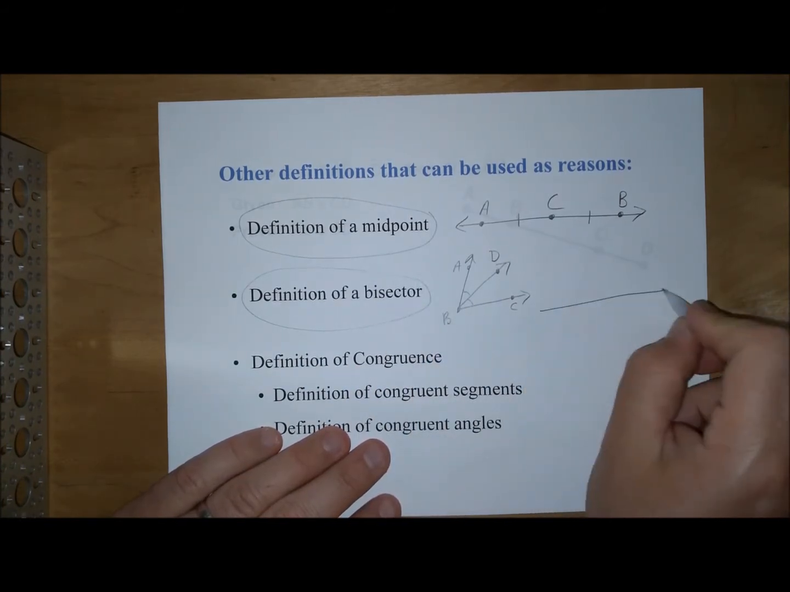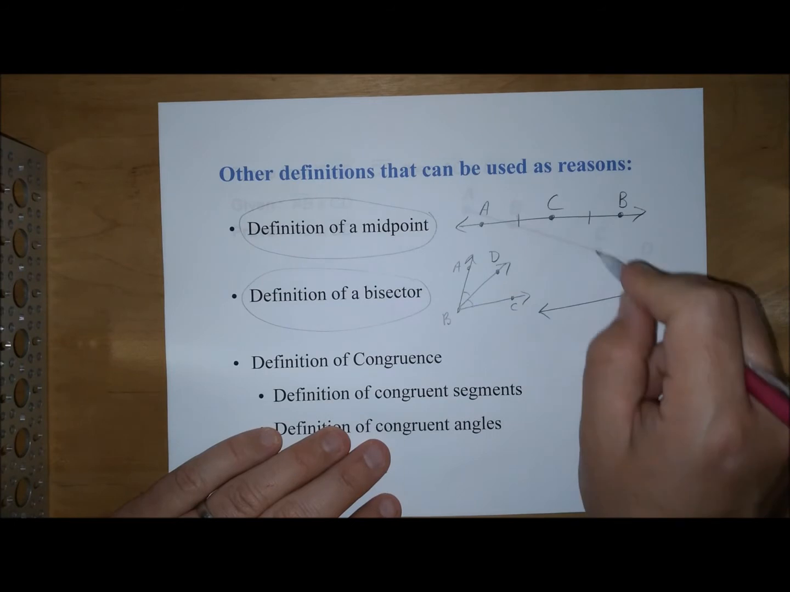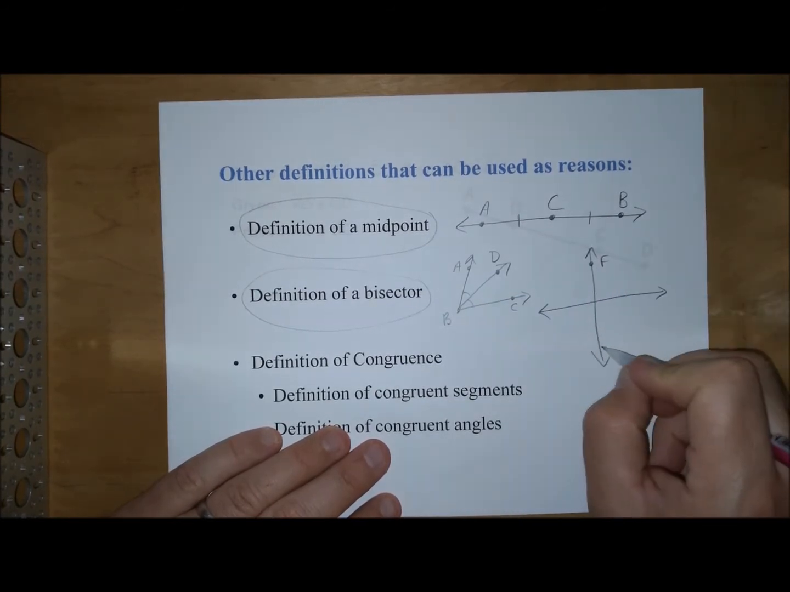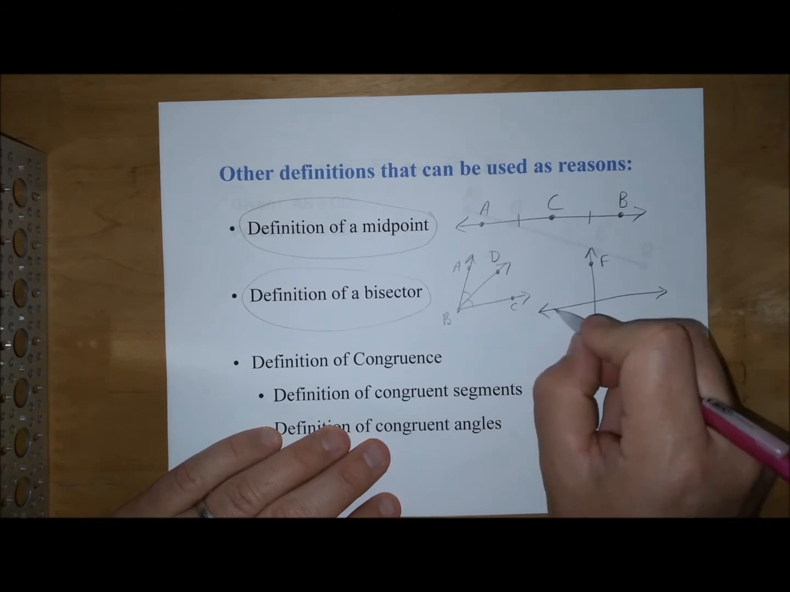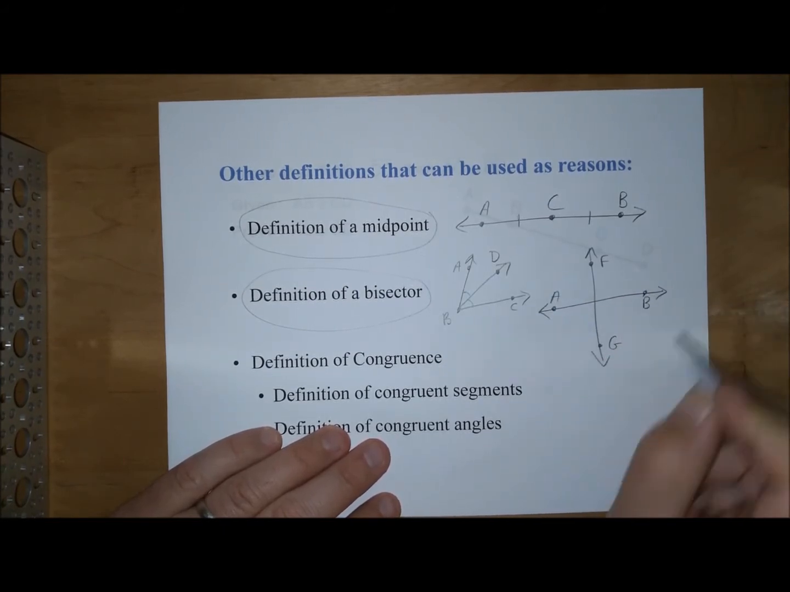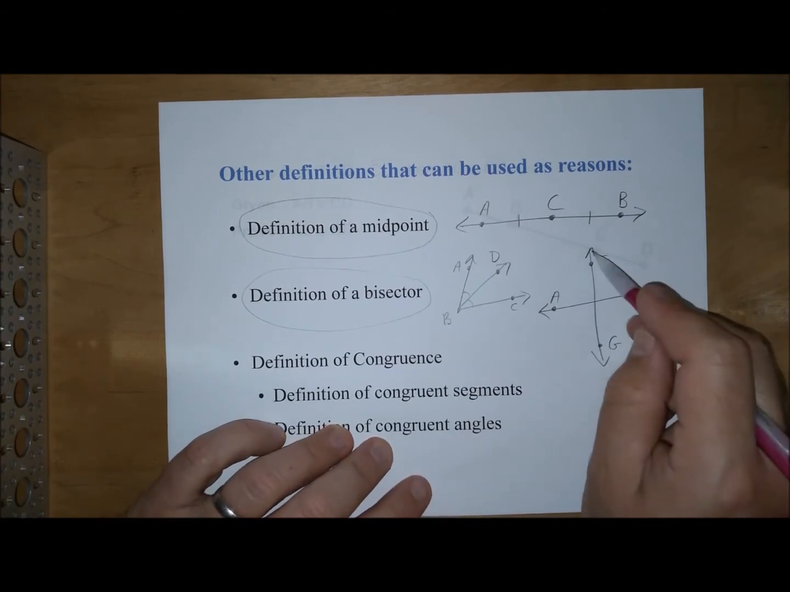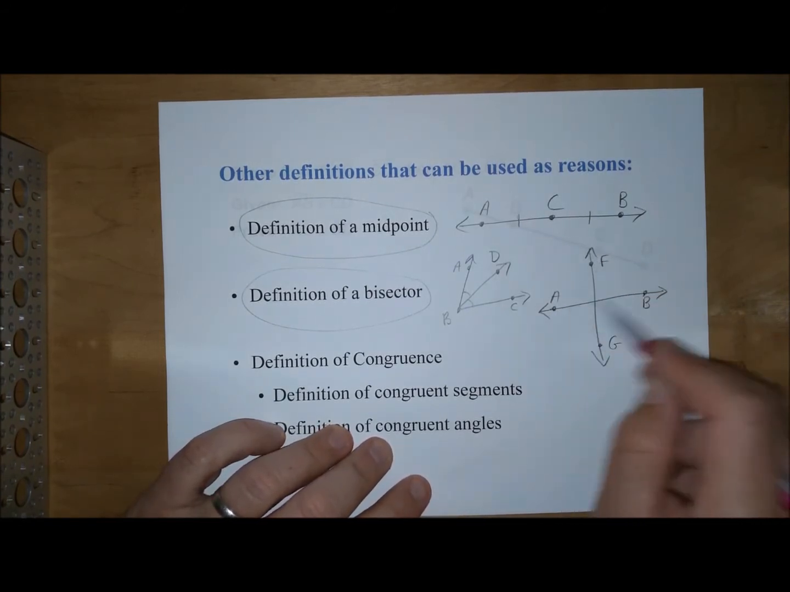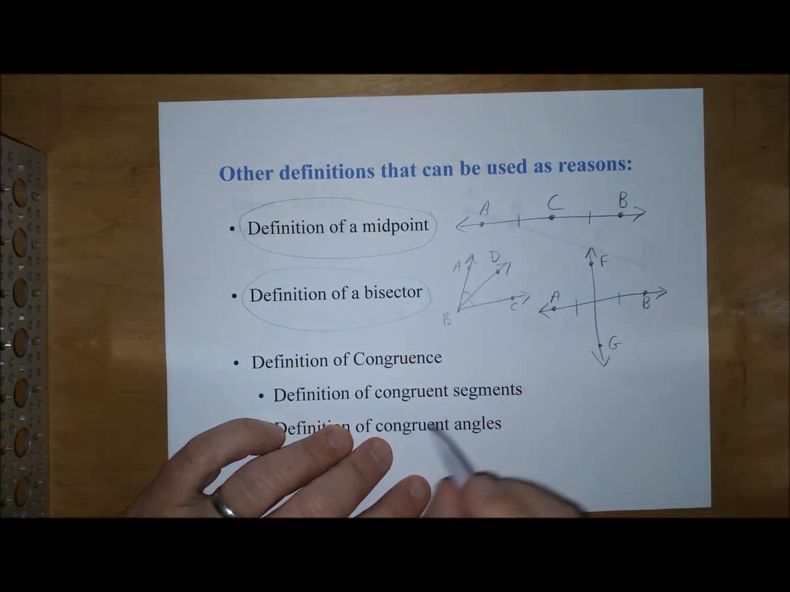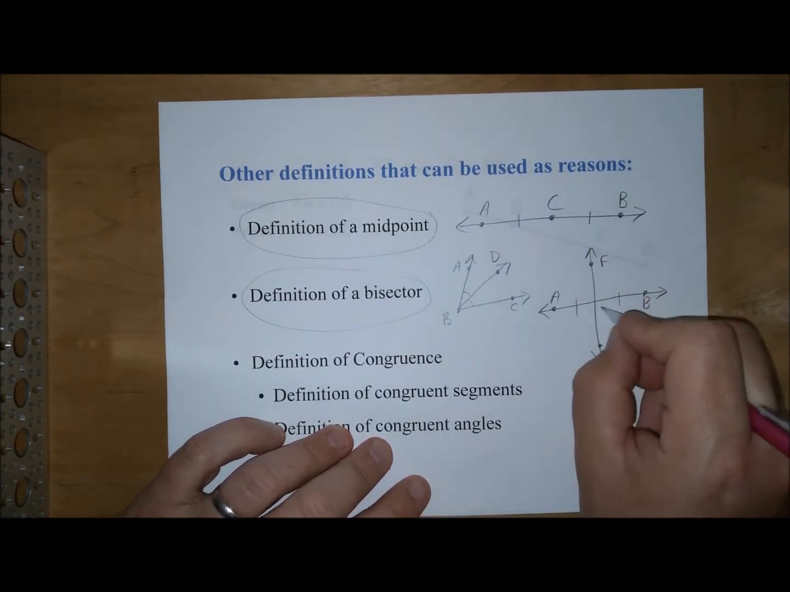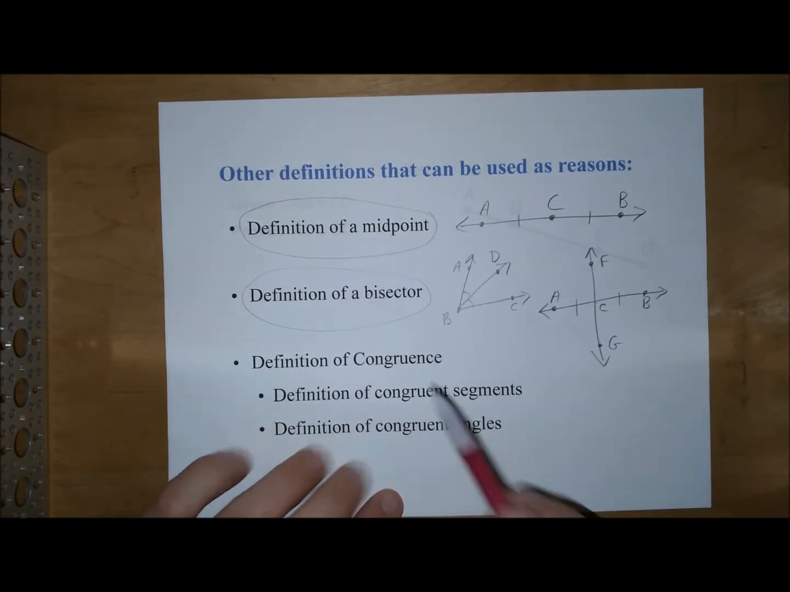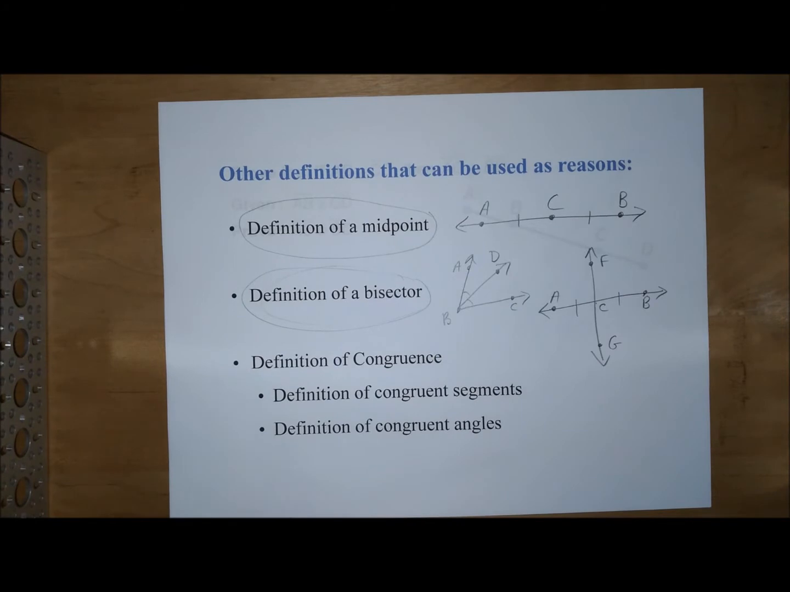But don't forget, we also have segment bisectors. If I told you that, for instance, line FG bisected segment AB, you could conclude that, call that point C, AC must be congruent to CB. The reason is definition of a bisector.